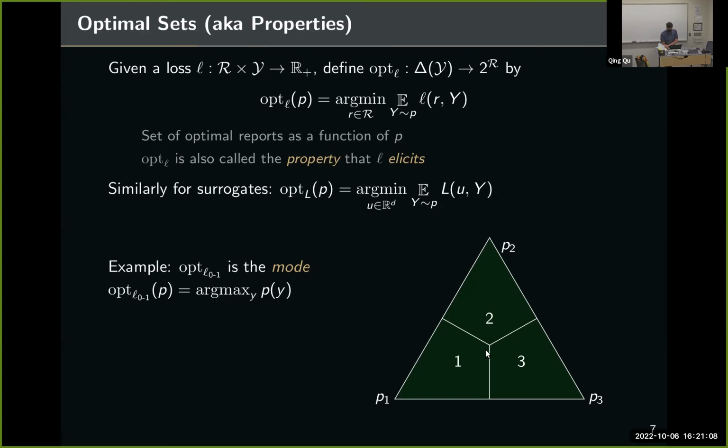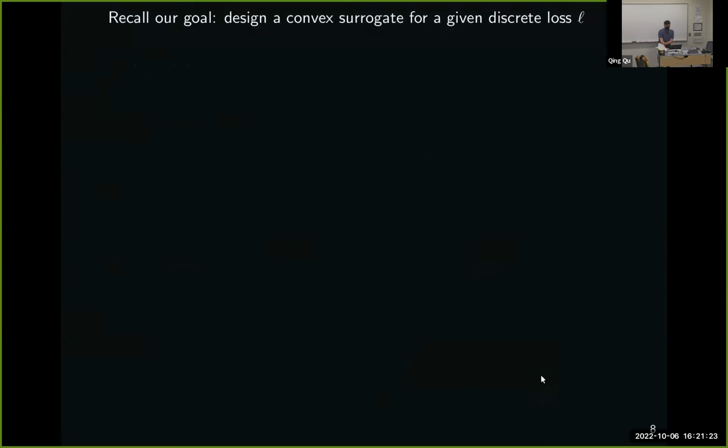Okay, so just to recap on this, this cell here is the set of distributions where the most likely outcome is 1, right? So that's how to visualize the mode. All right, so goodness.